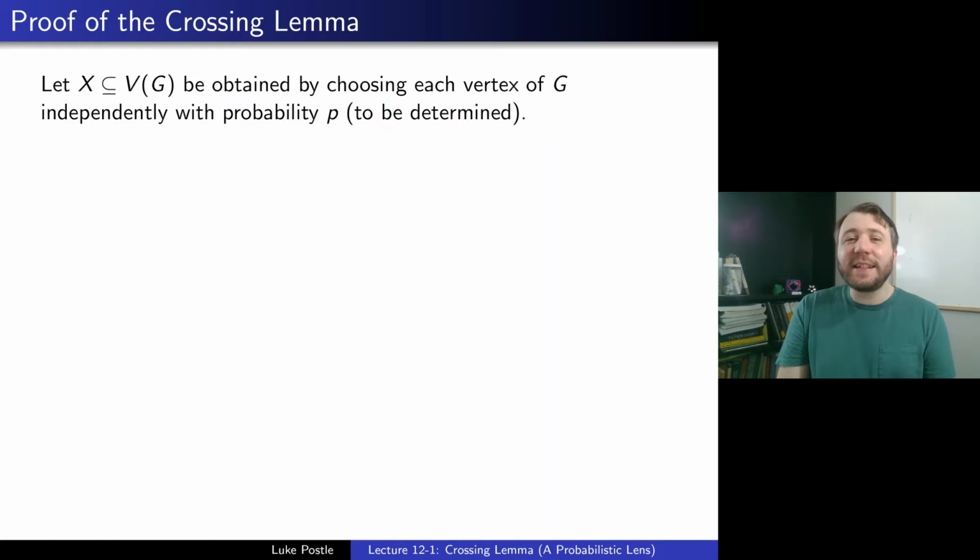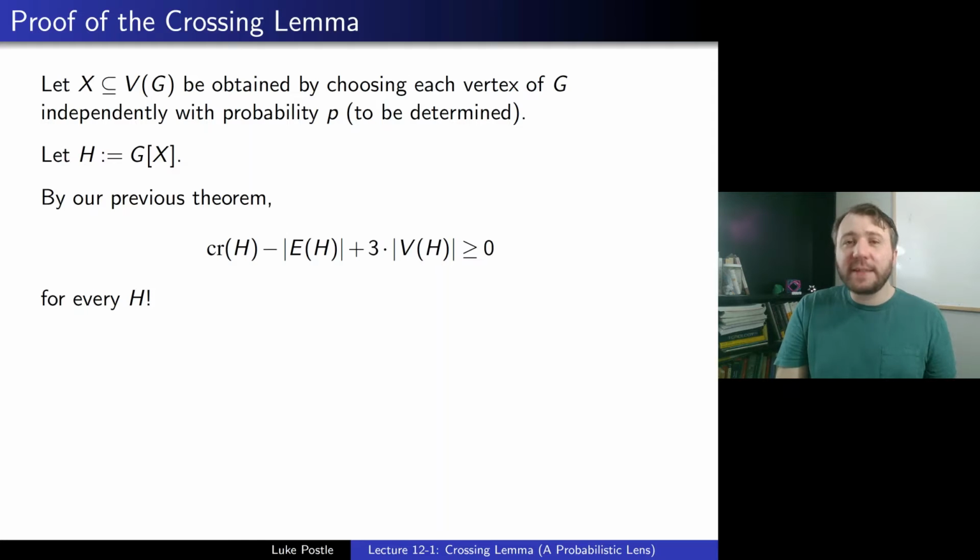The key idea is we'll choose a subset of the vertices. We'll let X be a subset of the vertices of G, obtained by choosing each vertex of G independently with probability p, p to be determined later for optimality. So we choose this random subset. And then we will let H be the graph induced on that subset of vertices. And by the previous theorem, the crossing number of H had to be at least E minus 3v of H.